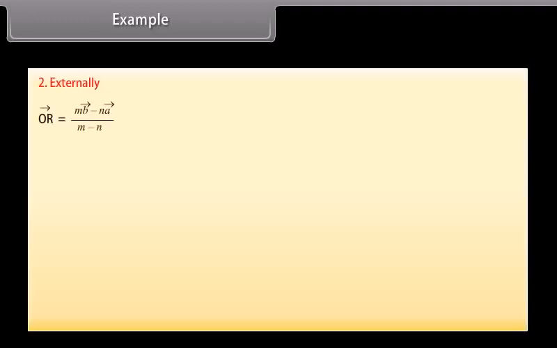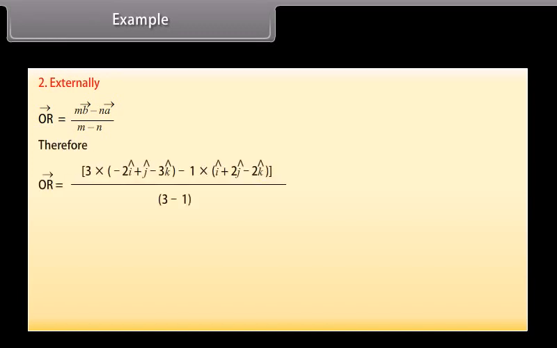Externally, vector OR is equal to m vector B minus n vector A by m minus n. Therefore, vector OR is equal to 3 into minus 2 cap I plus cap J minus 3 cap K minus 1 into cap I plus 2 cap J minus 2 cap K by 3 minus 1 equals minus 7 cap I plus cap J minus 7 cap K by 2 equals minus 7 cap I by 2 plus cap J by 2 minus 7 cap K by 2.